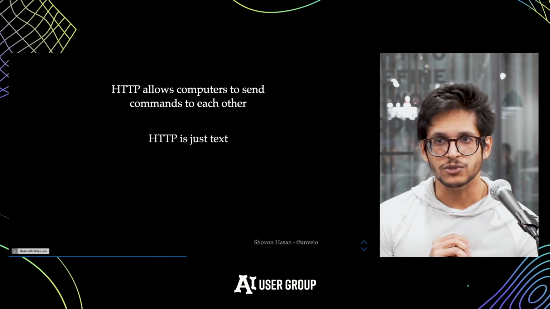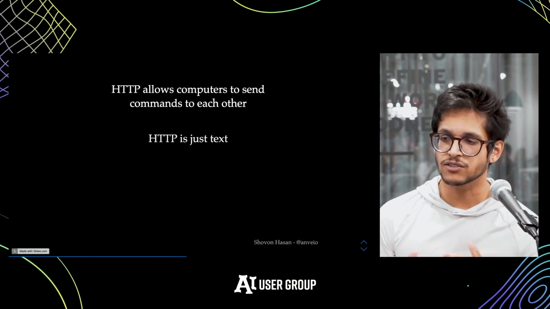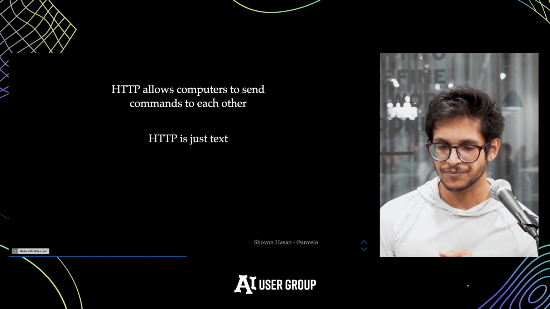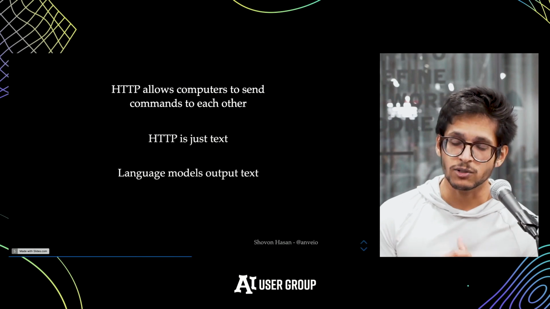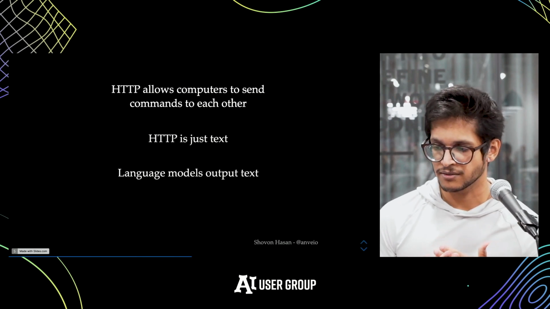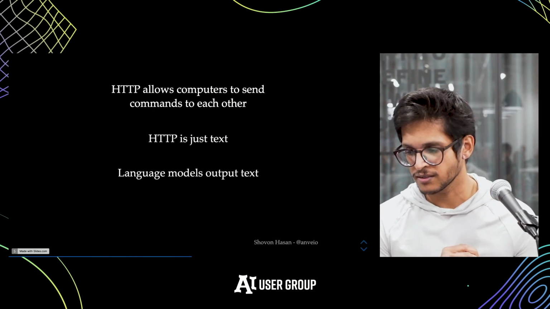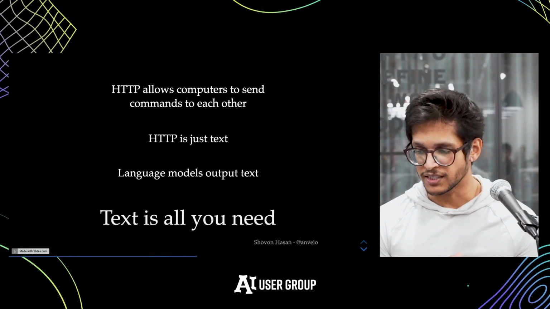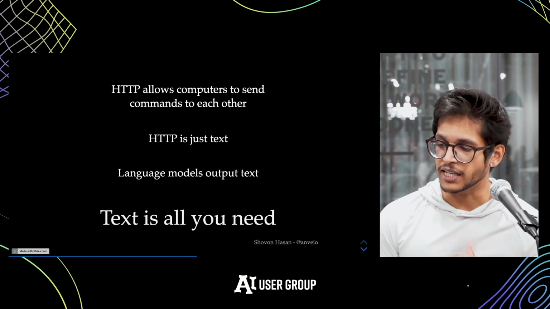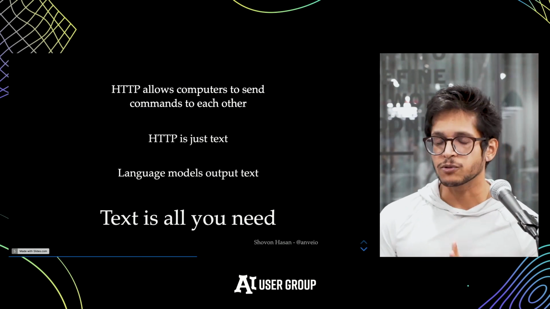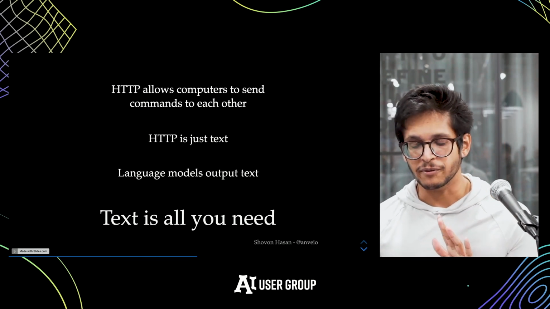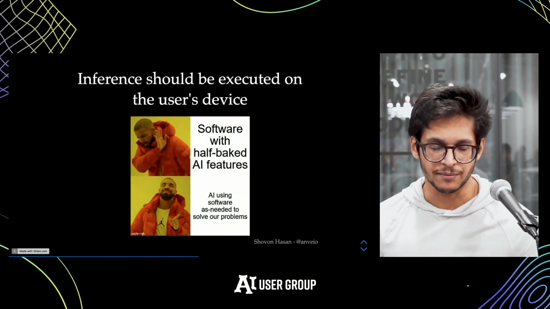HTTP is also just text, really just bytes, strings of ones and zeros. Language models output text. So do you see where I'm going with this? Text is all you need. The capability for language models to control software has existed all along. I'll prove this in the first demo. But before that, I want to prove a couple more things at the same time.